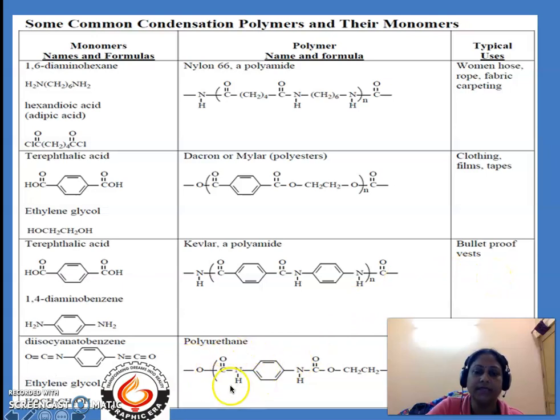And here in the last row we have the polyurethane. It is formed from the polymerization of diisocyanatobenzene and ethylene glycol, and it is used in the preparation of foams.